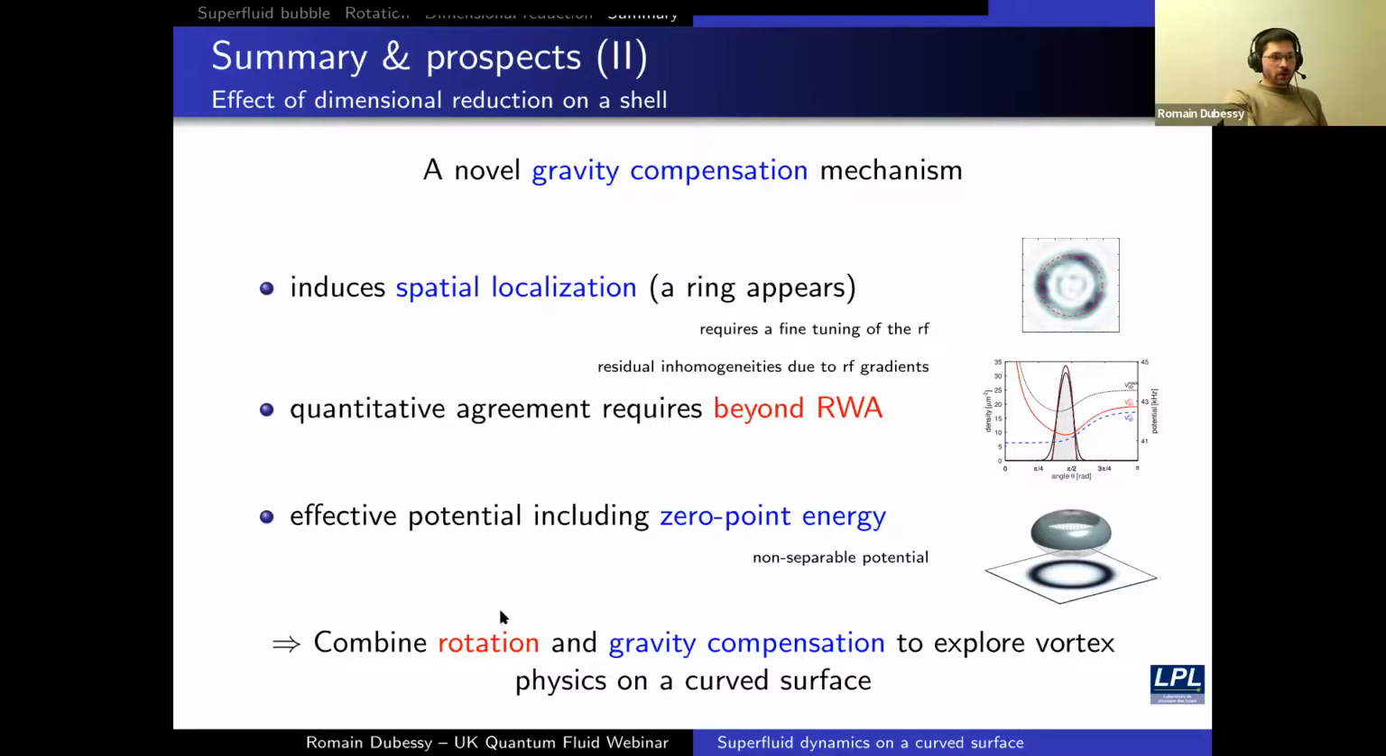surface on the bubble. And now we are thinking of combining the ability to rotate the trap and to compensate the gravity to try to explore vortex physics on the curved surface. So what we can realize is half a hemisphere filled with a superfluid, and try now to see the effect of the curvature on the vortex physics on this surface.